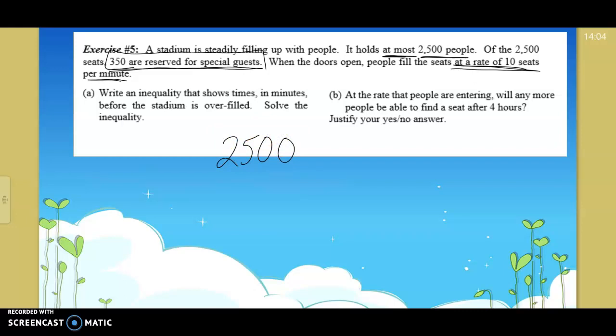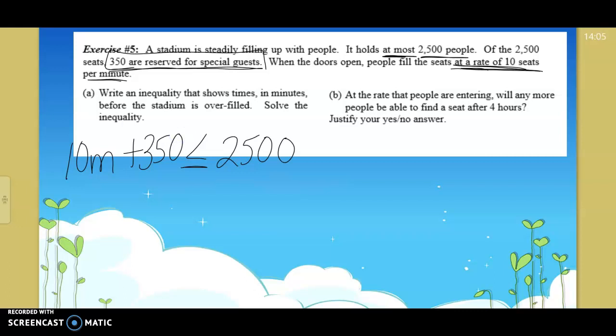At most, which inequality symbol is that? At most, yeah, the one that looks like an L, the less than. So there's the less than. And now on the other side, how do I work to that? Well, here's my rate, 10 seats per minute. So 10m. And then remember we had those 350 people getting early entry. So they were already in the stadium. So we've got our inequality.